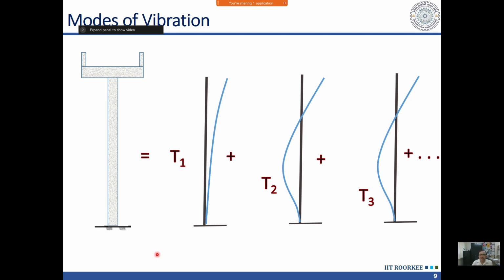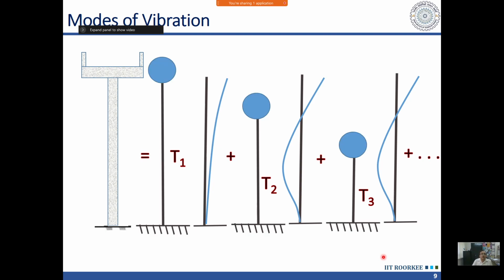And the code suggests that we should consider as many modes which are giving us 90% contribution. So we can calculate the mass participating in each mode, and we combine that mass participation, and if we get equal to 90% of the total mass, so that many modes are enough. The remaining modes we can ignore, because the effort involved in considering those modes is not proportionate to the accuracy we are getting.